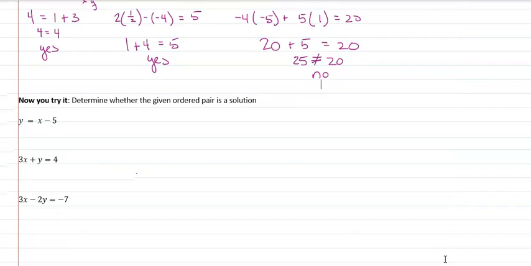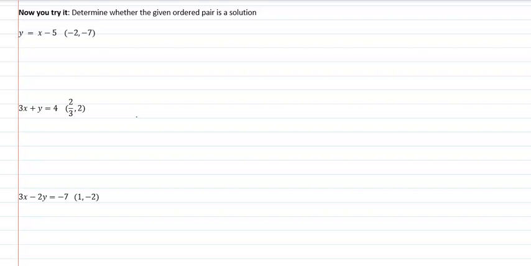All right, so now I've got some here for you to try. Pause the video and give them a shot after I get the given ordered pairs in there, because somehow that got missed, and I'm going to put that in here in just a second, and then you can pause it and try these problems. Okay, now I have the ordered pairs in there. So try these ordered pairs in the equations and see if they are solutions to the equation. Pause the video and come back when you're ready.